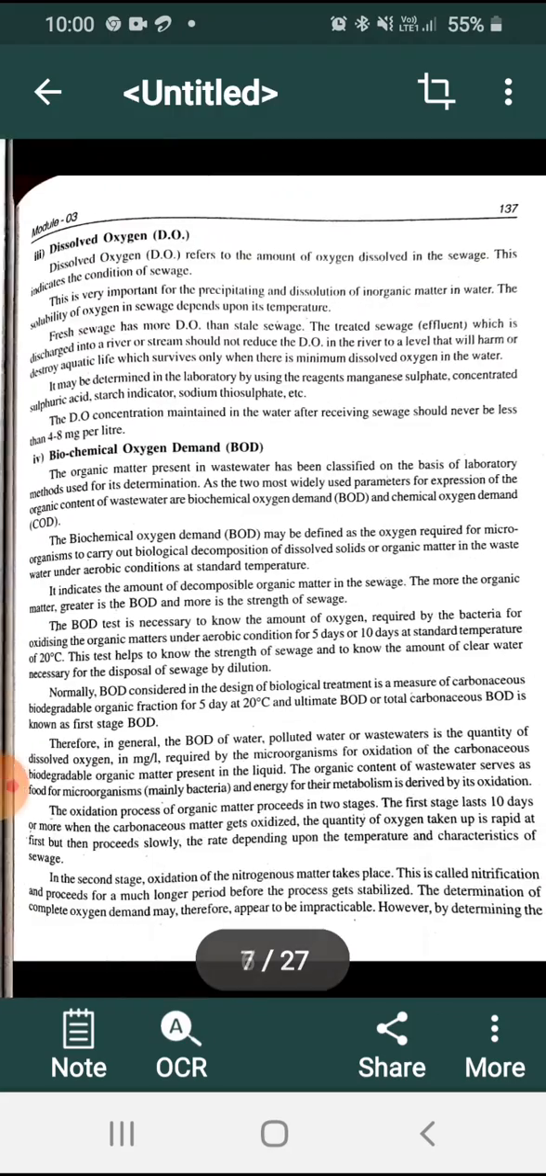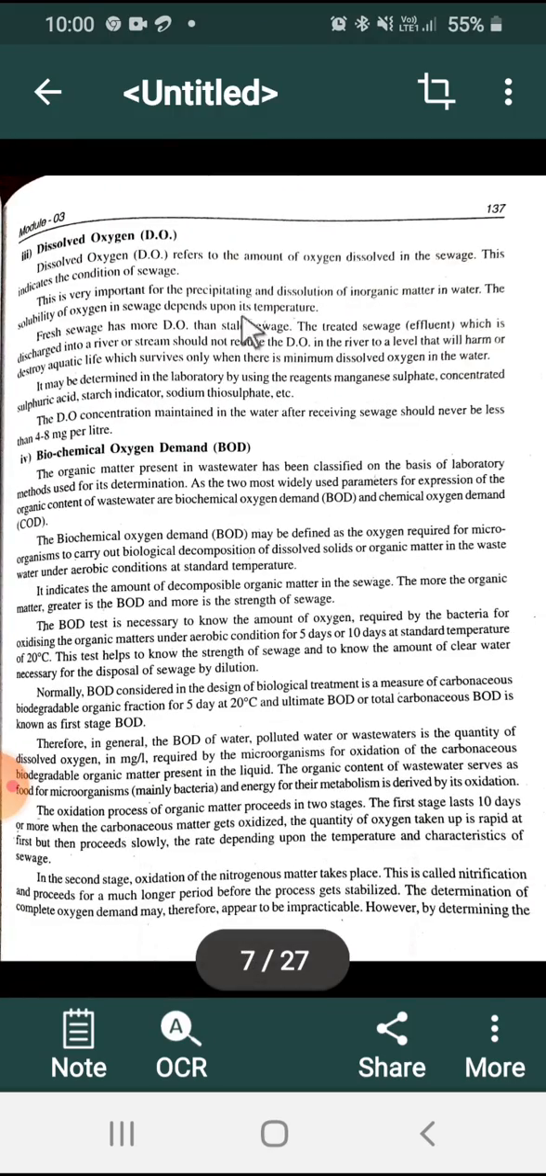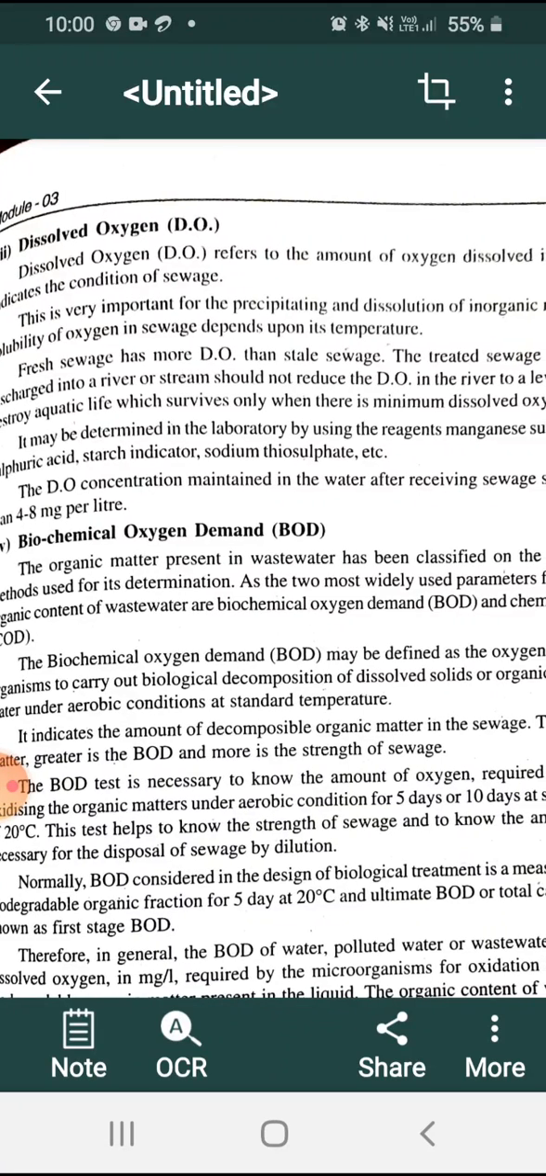See, this is the Imhoff cone, and the next one is dissolved oxygen. In dissolved oxygen, these are chemical properties, or chemical analysis aspects. You have to determine the oxygen content in the wastewater. Determination of oxygen is a challenging one. You must know in the laboratory how to determine this oxygen content, the oxygen present in water as well as wastewater. In wastewater, the quantity of oxygen will be very less.